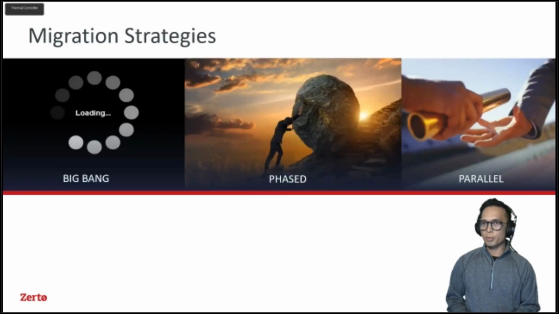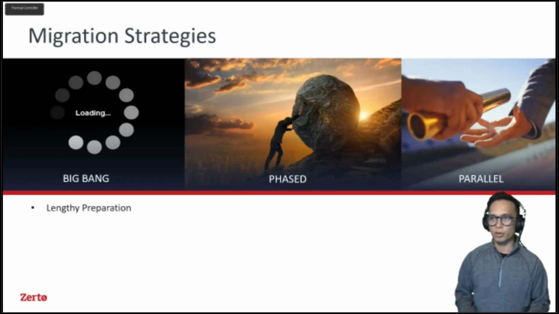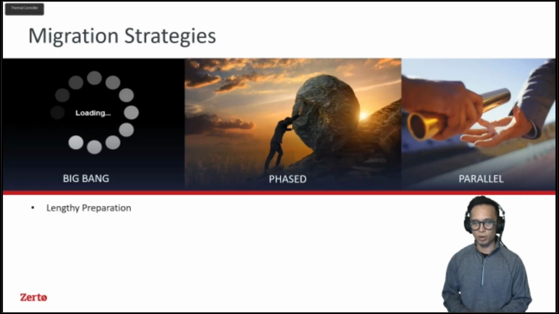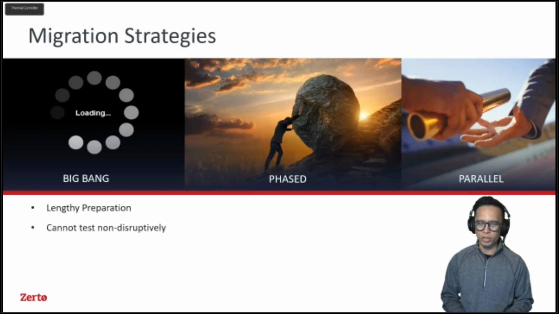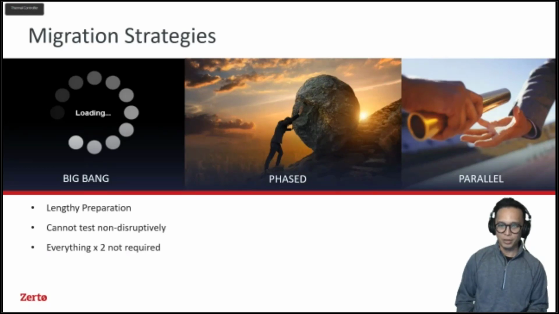So what are some popular migration strategies? We've got three main migration strategies today. The first one is going to be the Big Bang, right? So the Big Bang is going to be considered one of those where you move everything at once. There's no dress rehearsal. It takes a very long time to prepare for this type of migration. You cannot test it non-disruptively because you test it when you move it. So it's very risky.